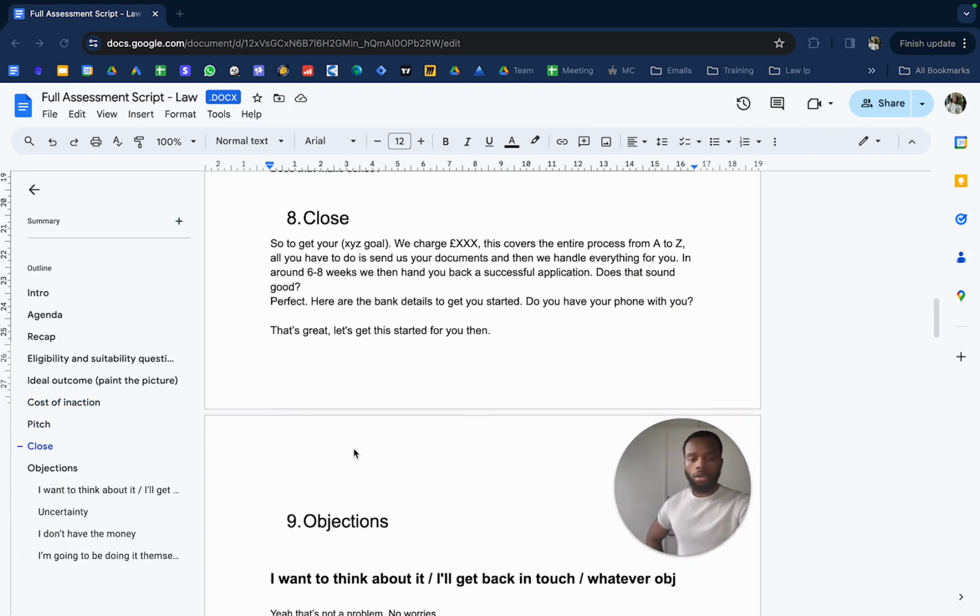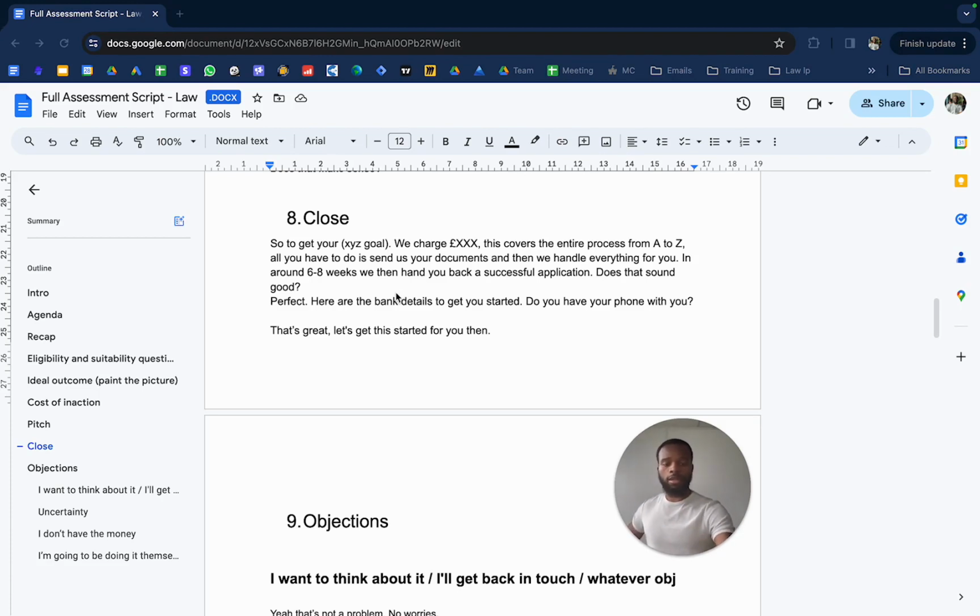Now, going to the close. Again, we would amend this word for word to suit your service area. So it would go something like this. To get you a successful application, we charge X amount. This covers the entire process from A to Z. All you'll need to do is send us your documents, and then we'll handle everything for you in about whatever the time frame is for when the work will be done.